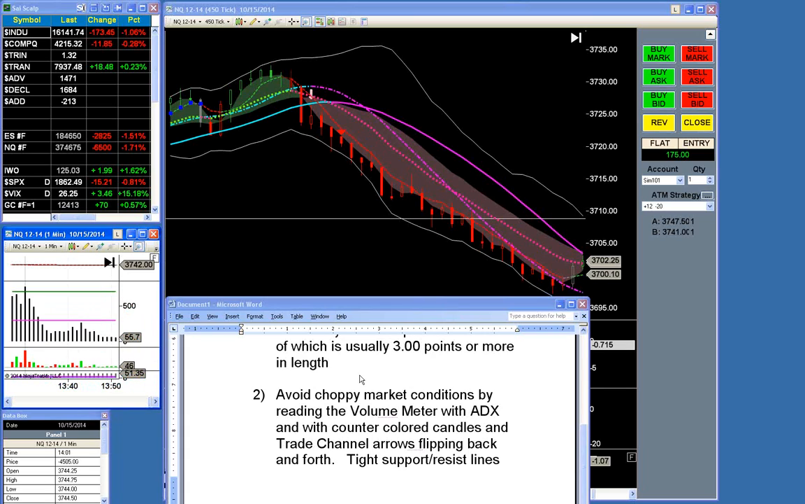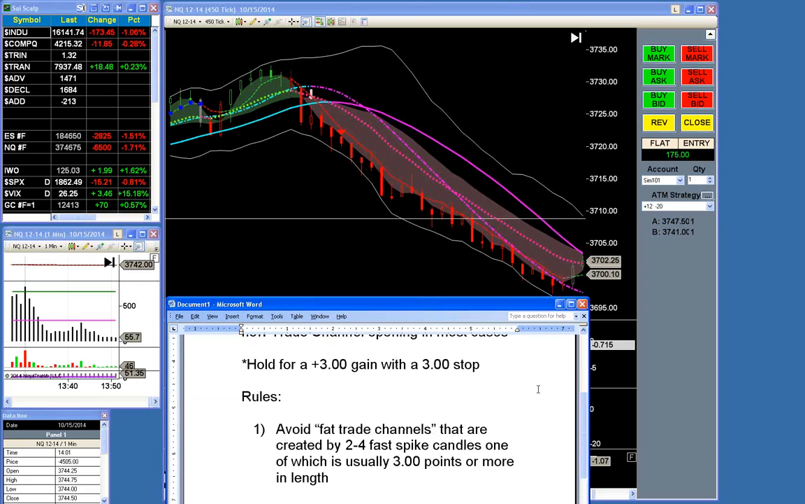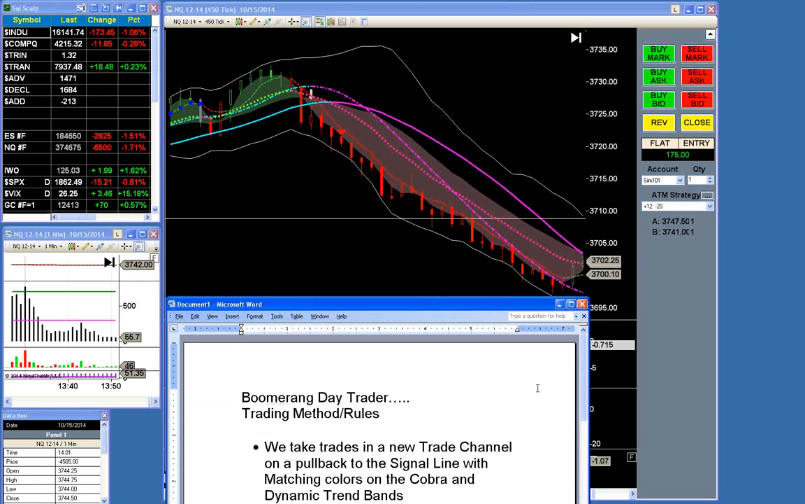Learn how to use the ADX. You'll be in great shape. So that's the essence of trading with Boomerang, with the new enhanced Ultra features, which makes it even easier to trade.